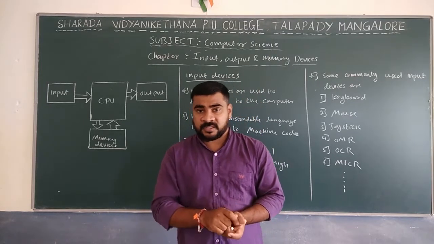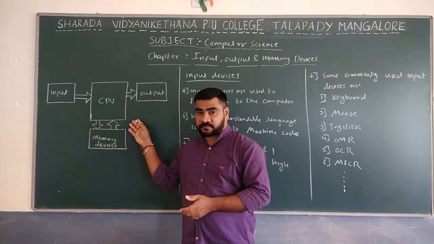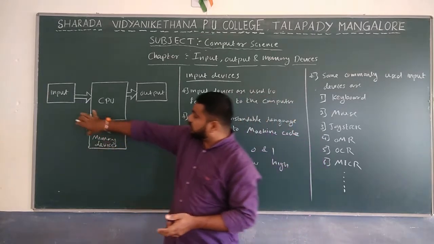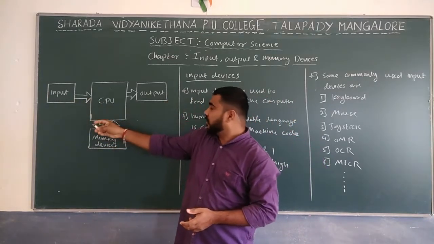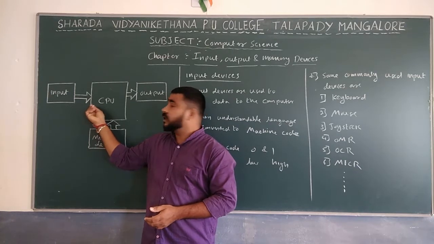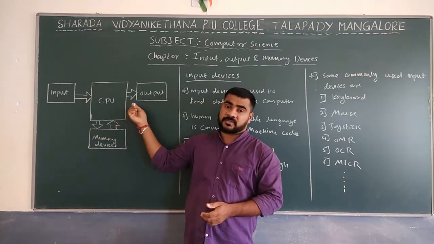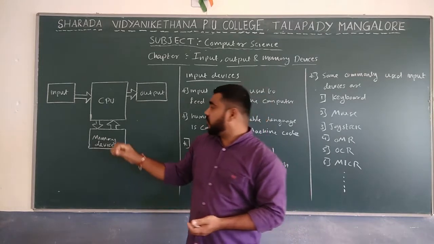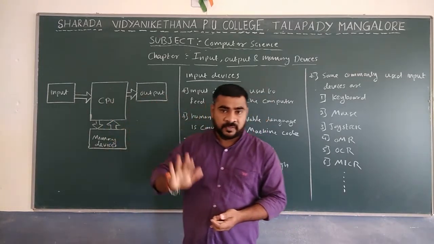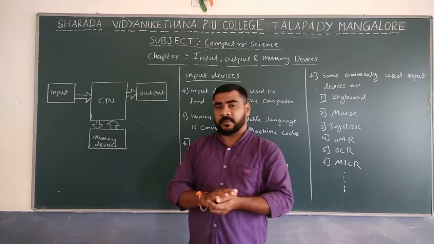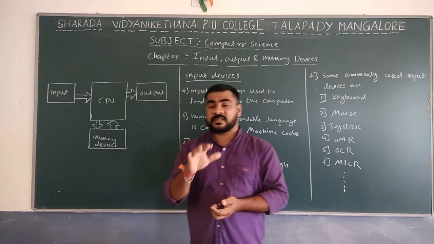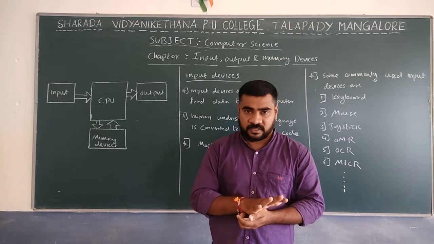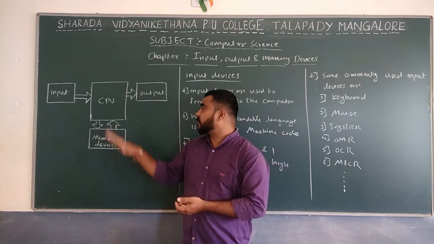So if you take the computer system, this is the block diagram of the computer. The computer will take the input, then that will be processed in the CPU. In the CPU there are different parts, which I am not going to explain now. Leave that. So this data is processed in the CPU. CPU means central processing unit, or it is a processor. So data will be processed in a processor.